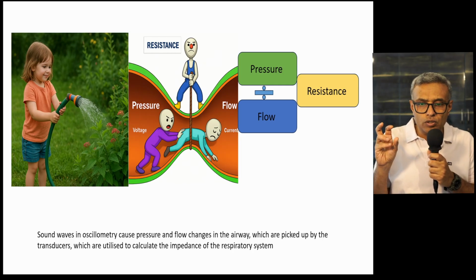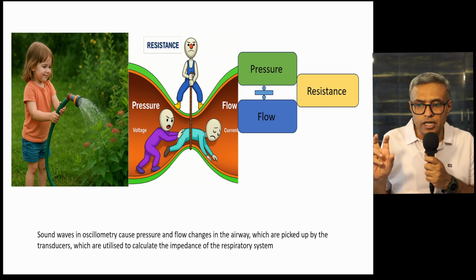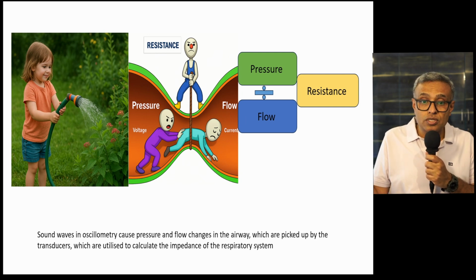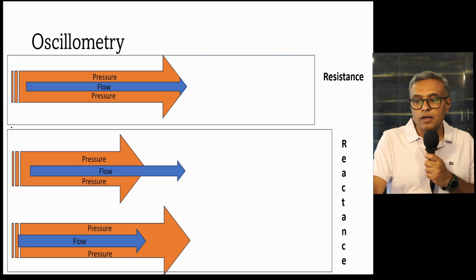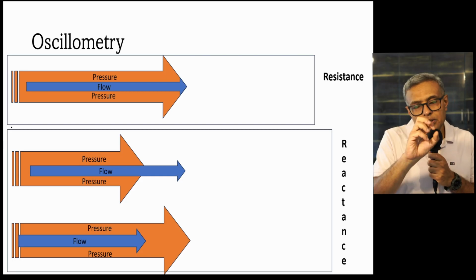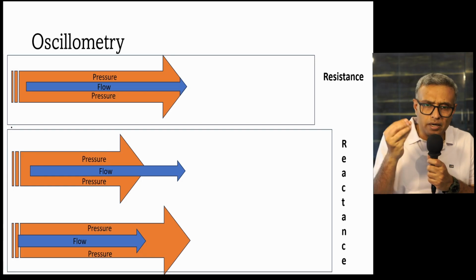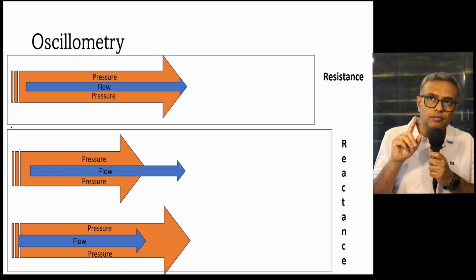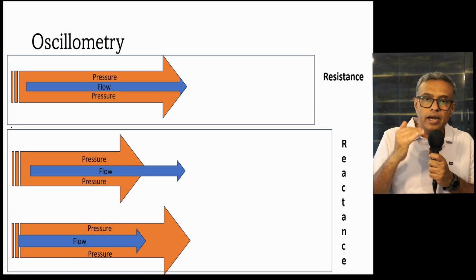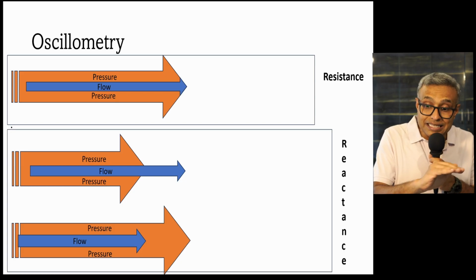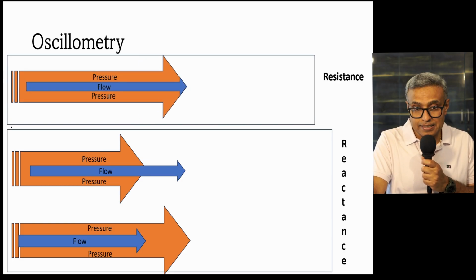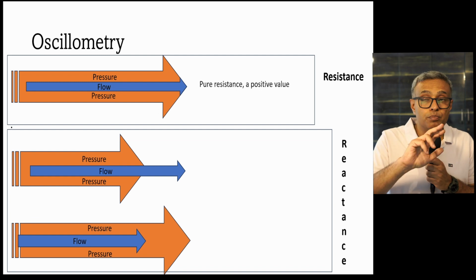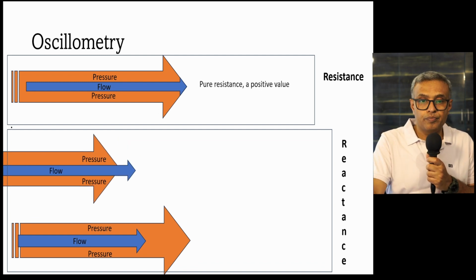Sound waves in oscillometry cause pressure and flow changes in the airway, which are then picked up by the transducers and used to calculate the impedance of the respiratory system. This is a little difficult for us to understand, but I'll try and explain as much as possible. When pressure and flow are in sync in the respiratory system, it measures the resistance, which is a pure resistance with a positive value.